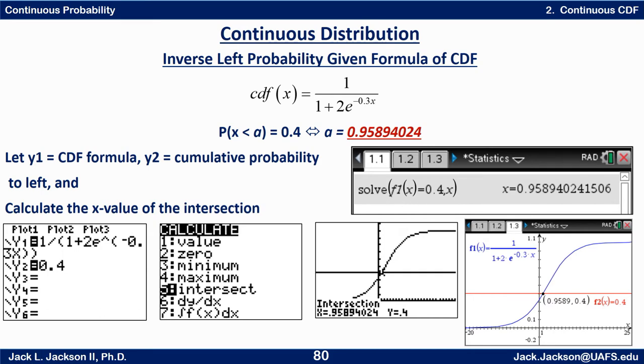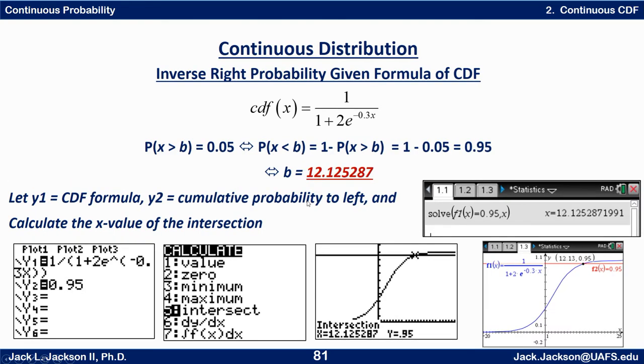All right, the next one says the probability that x is greater than b is 0.05. Do you know how to solve that one? Well, notice that probability of x greater than b is 0.05 is a right probability. So the probability to the left is 1 minus that, which is 0.95. So the CDF has to be 0.95. So 0.95 is the value you put in and do a calc intersect on the calculator.